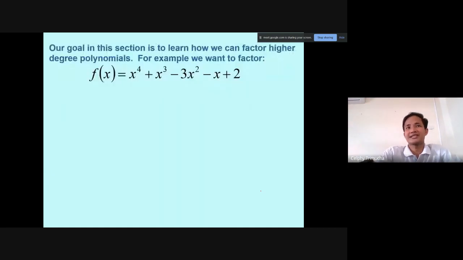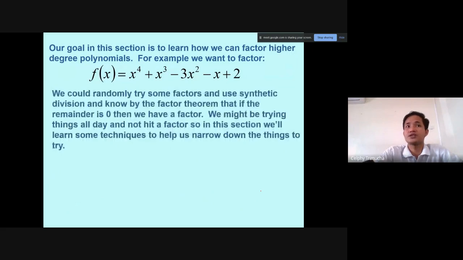Our goal in this section is to learn how we can factor higher degree polynomials. For example, we want to factor x to the fourth plus x cubed minus 3x squared minus x plus 2. So we could randomly try some factors and use synthetic division. So we know by the factor theorem that if the remainder is 0, then we can factor. But we just try, and it may not give 0 in our answer.